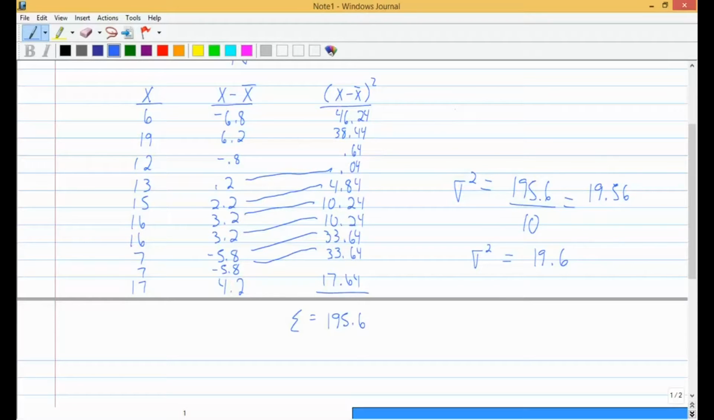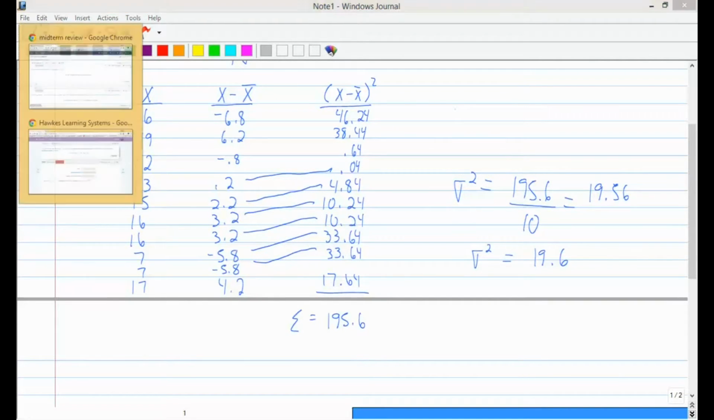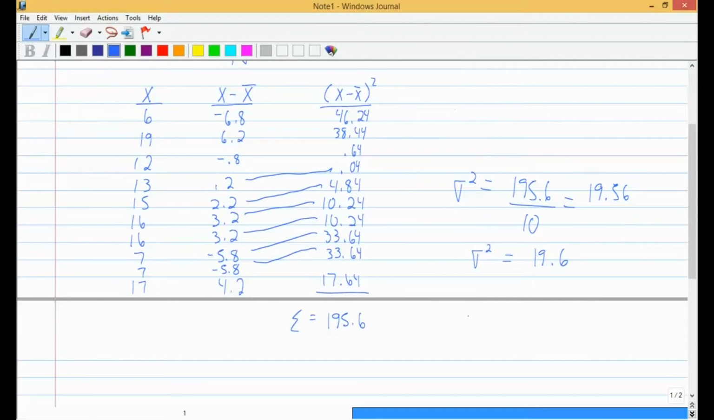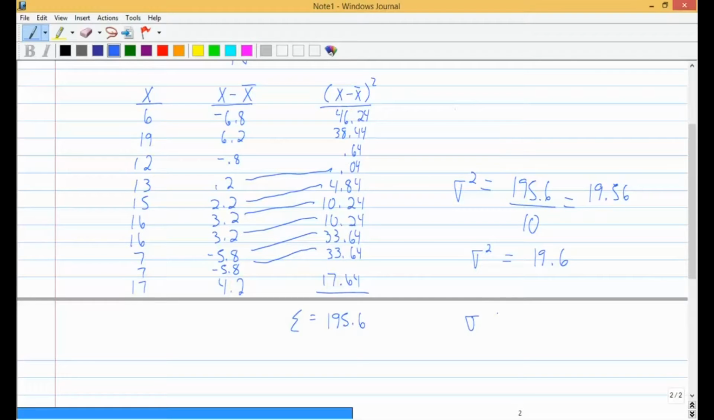Okay. So let's look and see. Was that what we had? Yep, 19.6. Population variance. Population standard deviation, its symbol is actually just sigma, and that's because population standard deviation is the square root of population variance. So it's going to be equal to the square root of 19.6.